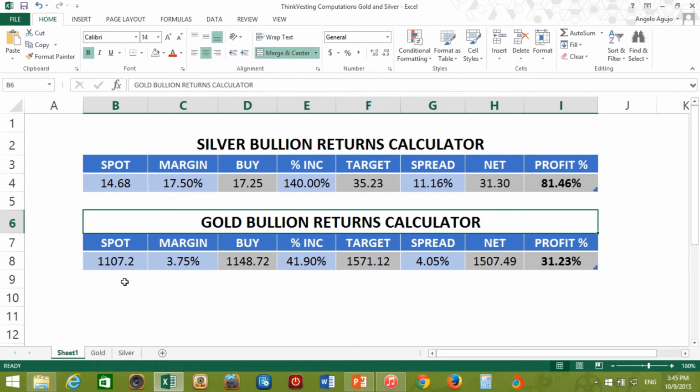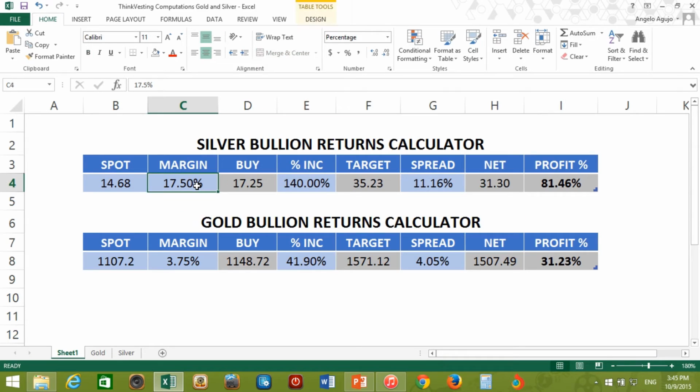I'd like to do a continuation of that video. In this presentation I'd like to show you comparatively the possible returns from both silver and gold. As you see from the top, I've updated the data here with the most current spot prices for silver and gold. So these are the spot prices.